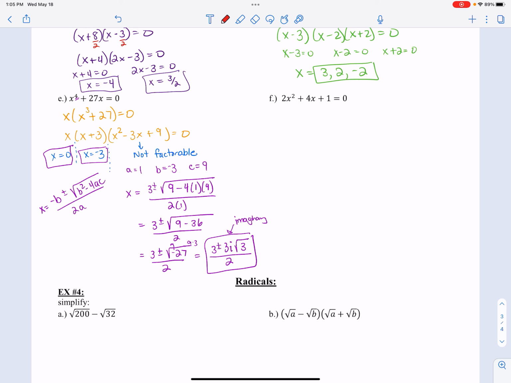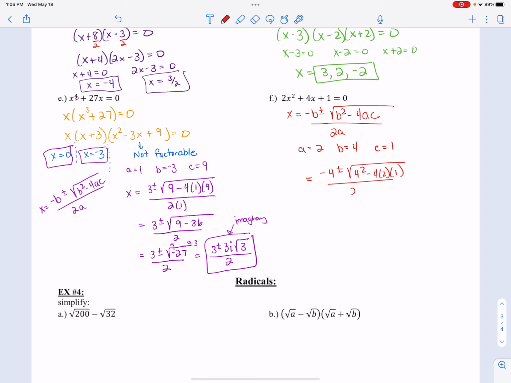So let me sing it for you one more time. Sing along if you'd like. x equals negative b plus or minus square root b squared minus 4ac all over 2a. So I grab that. I can see a is 2, b is 4, and c is 1. I plug it all in. This time it's not going to be imaginary. 16 minus 8 all over 4.